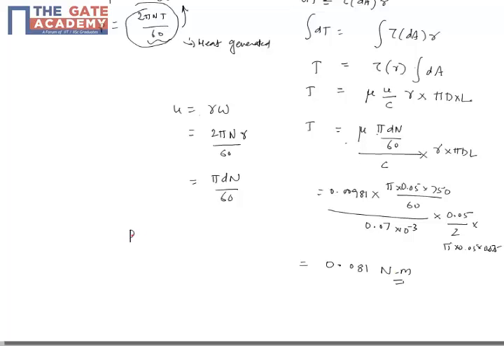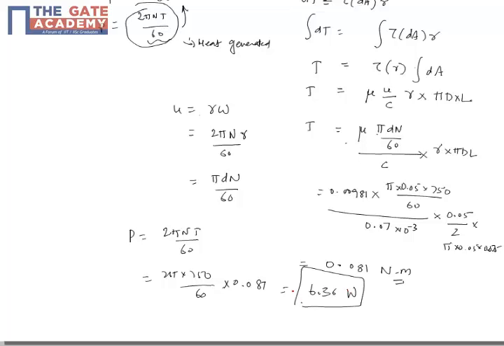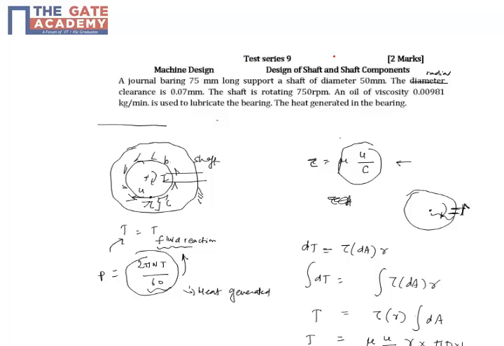Now the power, because the heat generated is the power generated by this torque, is 2 pi N T by 60. If you substitute 2 pi 750 by 60 into this torque 0.081, we get 6.36 watt. So this much power is required for this uniform motion, and this entire thing goes into the heat generated. So 6.36 watt is the answer. Thank you.